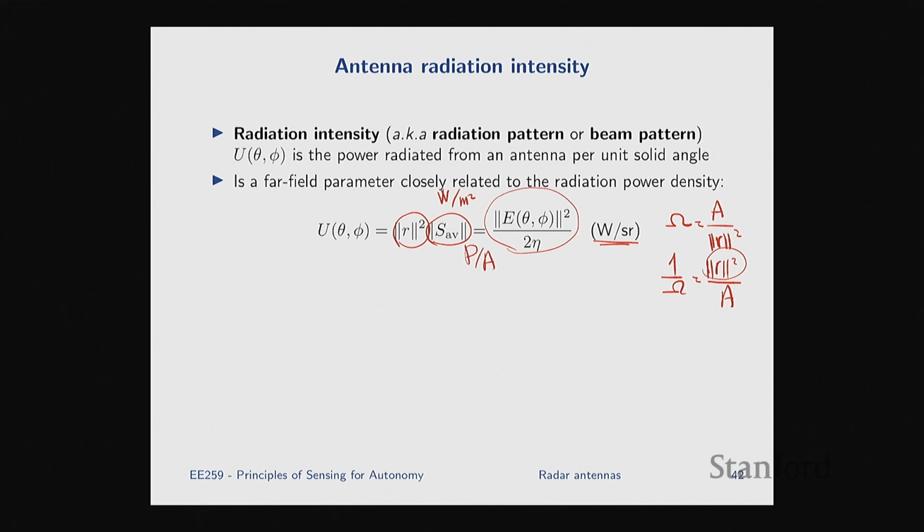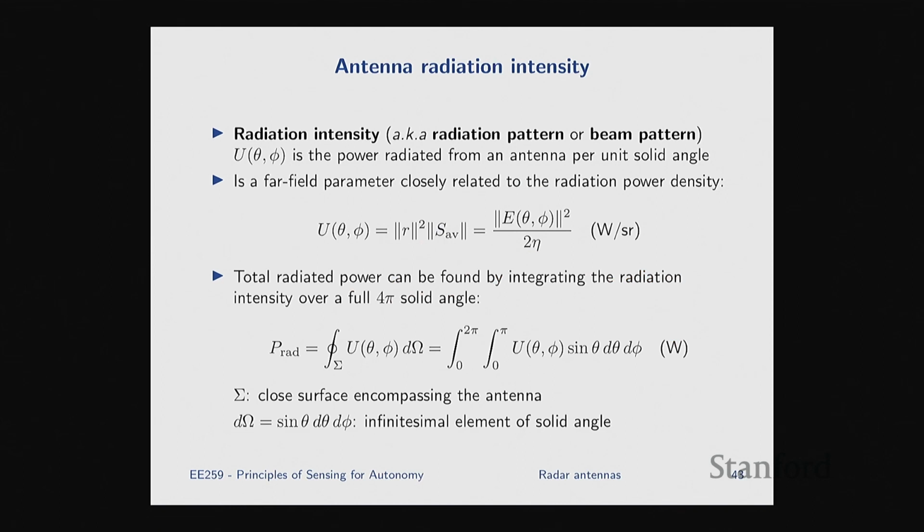Now, what's nice about this is that it removes the range dependency. Range, we know, always gives a 1 over R squared drop in power density, right? We take that out of the picture, and this U just tells us the radiation pattern as a function of azimuth and elevation. You don't need to say whether you're 10 meters or 100 meters away. Take that out of the picture when you talk about solid angles, then you don't need to define how far away you are.